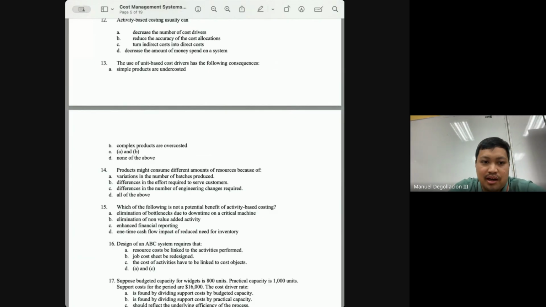Number 14, products might consume different amounts of resources because of, the answer here is all of the above: variations in the number of batches produced, differences in the effort required, differences in the number of engineering changes required.